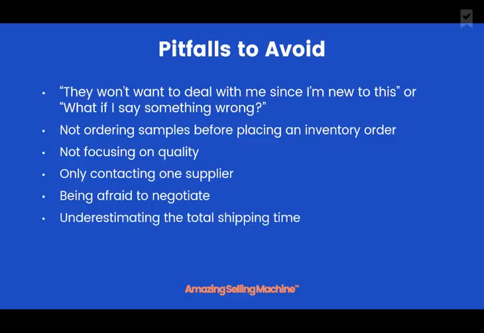Finally, you don't want to underestimate the total amount of shipping time that it'll take to get your product from your supplier to you or to Amazon. Oftentimes, they'll tell you that it takes about 21 or 22 days for an ocean container to be shipped overseas, and that's correct. However, there's always time on the front end and on the back end that you need to take into account. So that's it for this lesson.